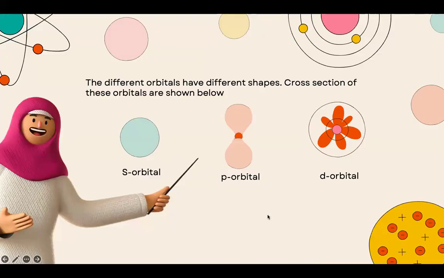The different orbitals have different shapes. Cross sections of these orbitals are shown below. This is what an S orbital looks like. This is a P orbital and a D orbital.